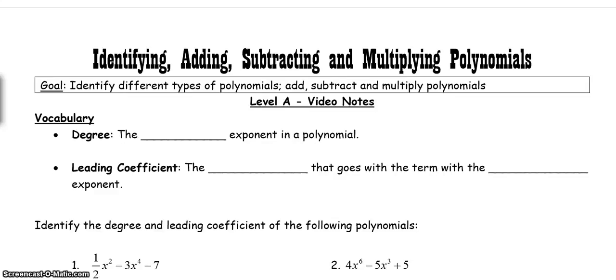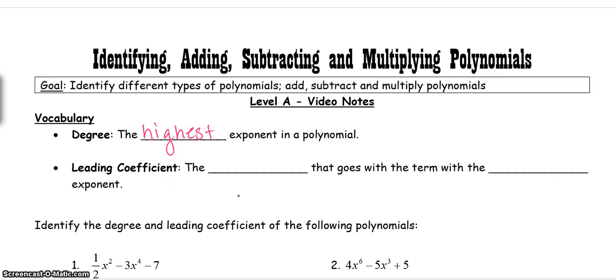Hello everyone, so today we're going to be working on identifying, adding, subtracting, and multiplying polynomials. We're going to start with the Level A video notes, and we're going to begin with some vocabulary. The first thing you need to know is what degree means. Degree is the highest exponent in a polynomial.